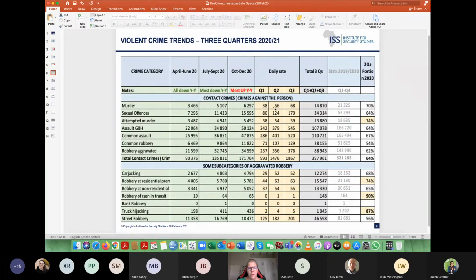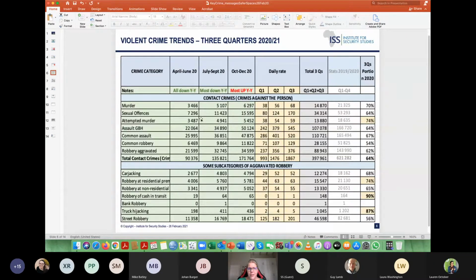Again, looking at murder, we saw that there were still, during hard lockdown, 38 murders per 100,000 population on average. Q2, it increased to 56, and Q3, it actually went above our average, which it normally does, because December is always a very volatile and violent time in the crime stats. So we saw 68 murders per 100,000. This is quite concerning. And for this year already, we had around 70% of what it would normally have been in a year.